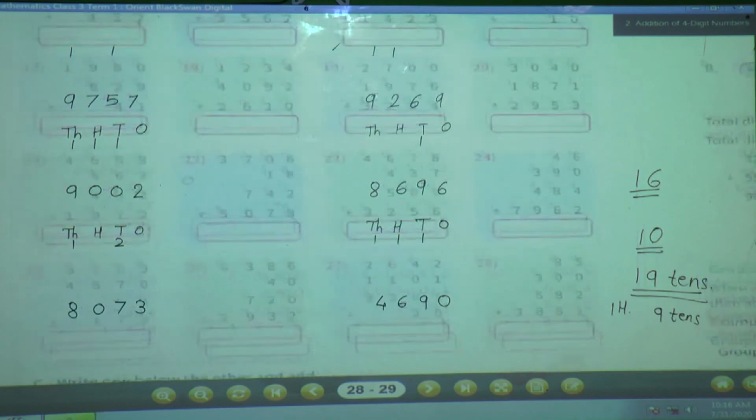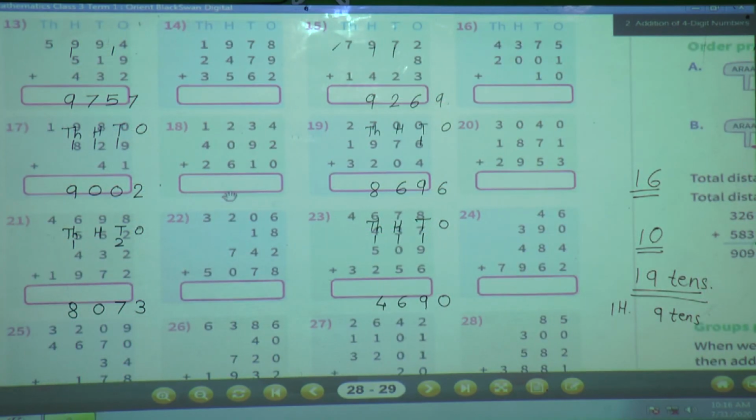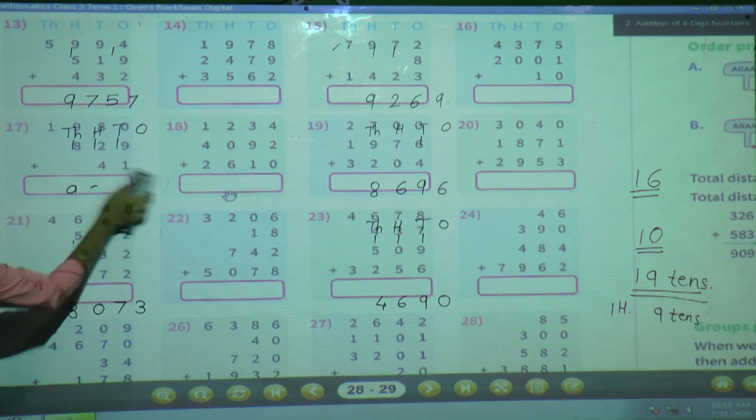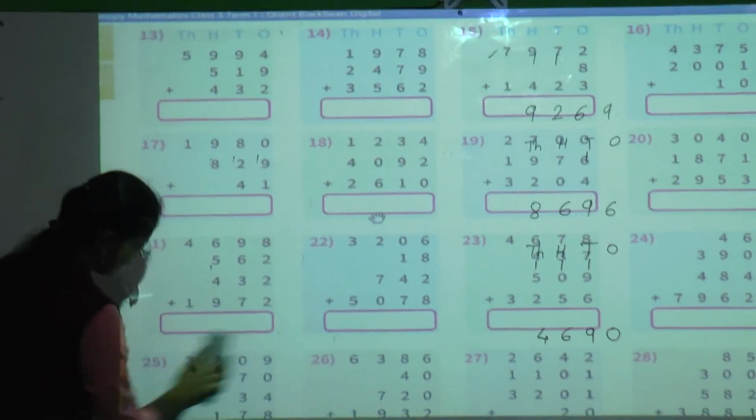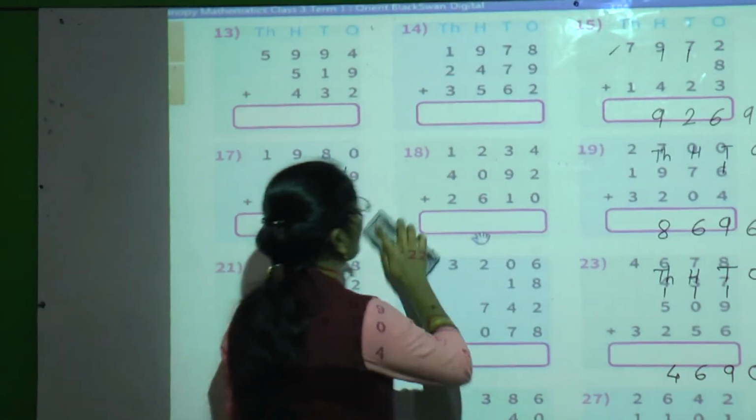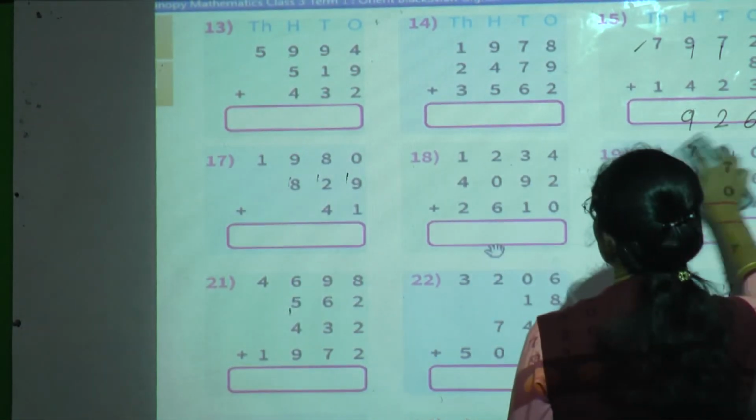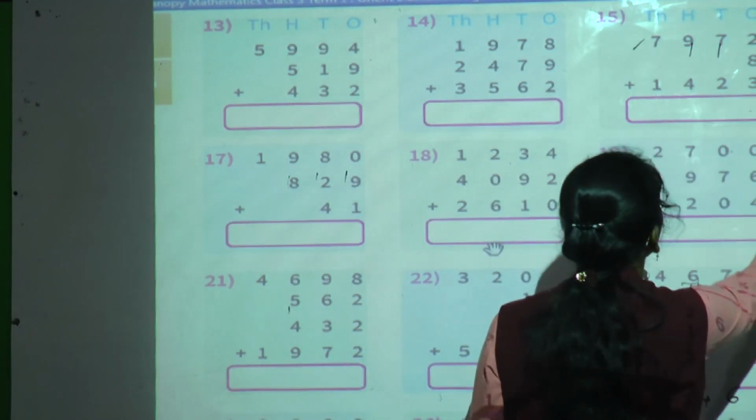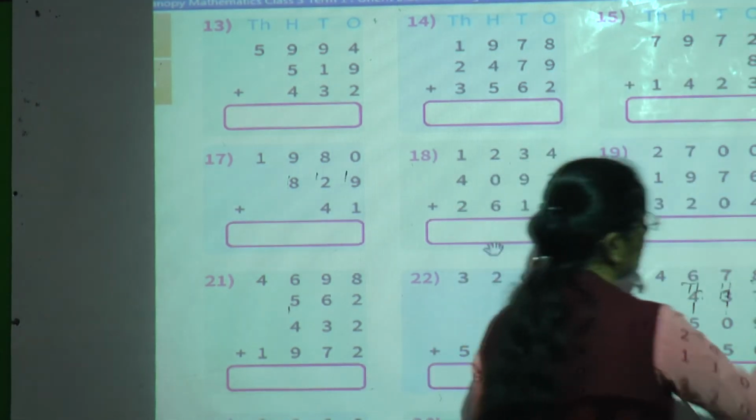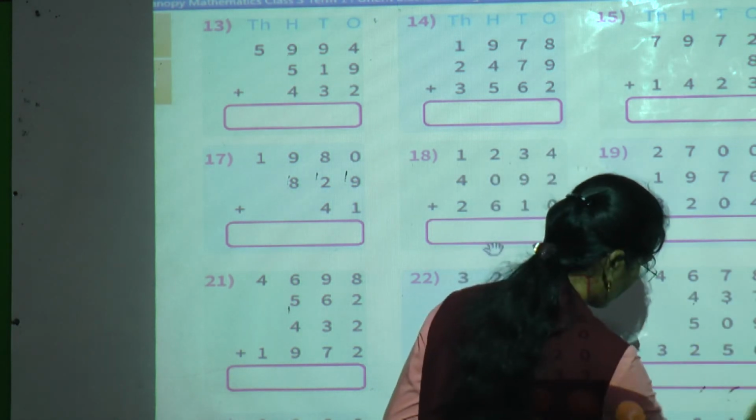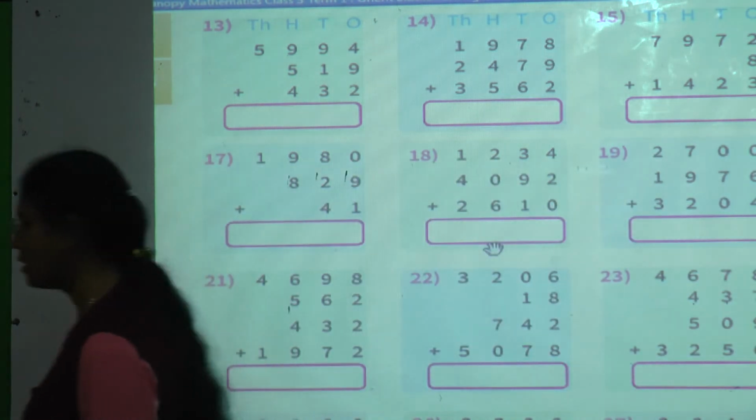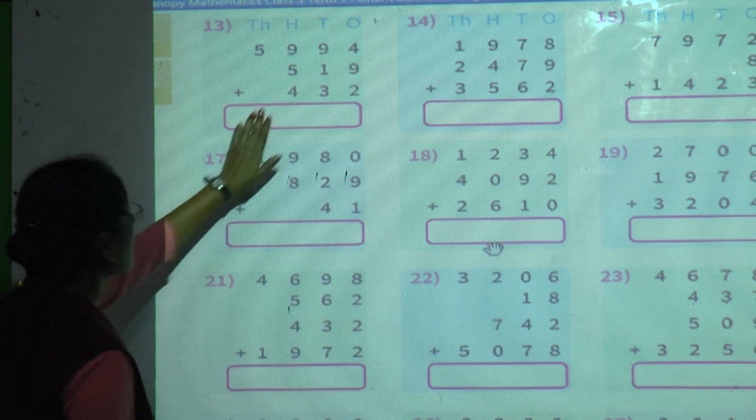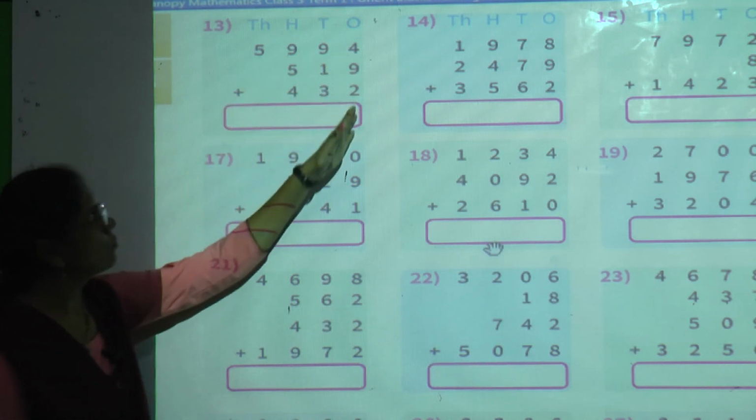Now here we will take 13 number sums. Okay. What are the numbers? Read the numbers. Yes. The numbers are 5994 plus 519 and third one is 432. Now here the first number is a 4 digit number. See carefully. The first number is a 4 digit number. Now see the second number. The second number is a 3 digit number and the third one is also a 3 digit number. Okay. Now we will add from the ones place.